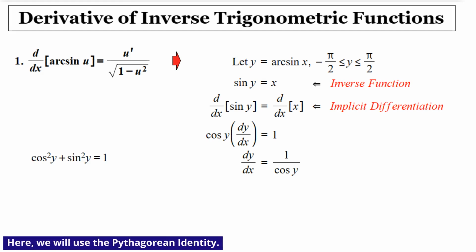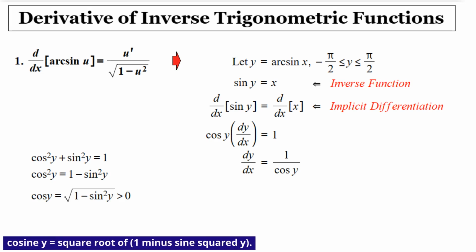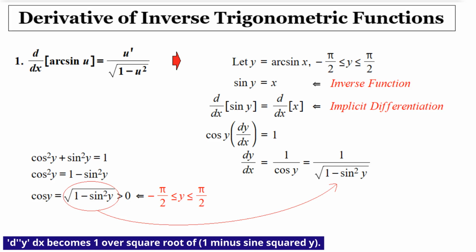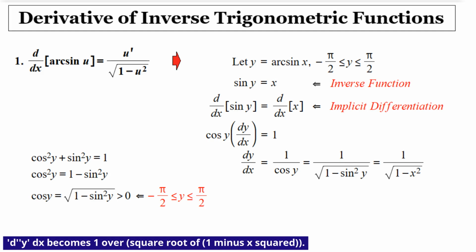Here, we will use the Pythagorean identity. Cosine y equals the square root of 1 minus sine squared y. This is positive, as confirmed within the given function's range. dy/dx becomes 1 over the square root of 1 minus sine squared y. Substituting sine y equals x into the denominator, dy/dx becomes 1 over the square root of 1 minus x squared.